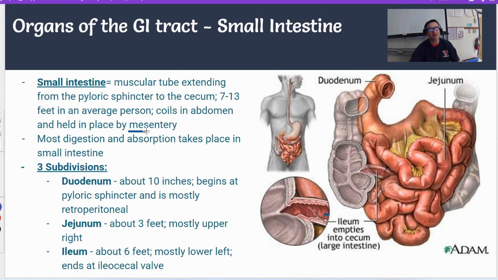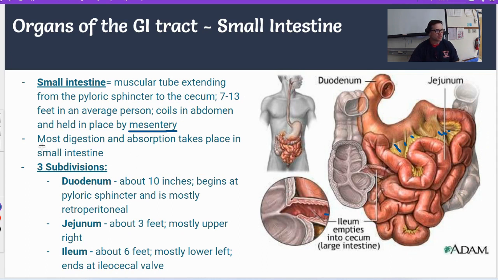Remember, it's held in place by the mesentery right here, part of the peritoneum that holds the small intestine in place. Remember, the mesocolon holds the large intestine in place. Remember, the greater omentum is the fatty apron that would drape over your small intestine. And also remember, the lesser omentum is what connects the stomach and the liver.